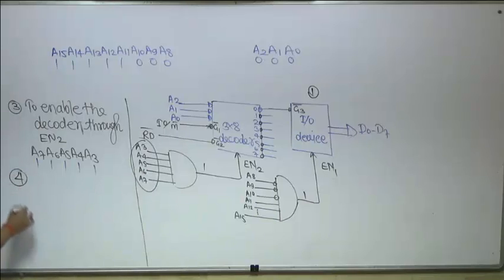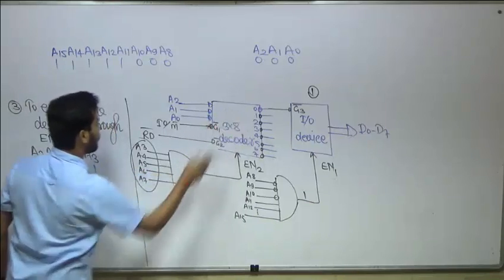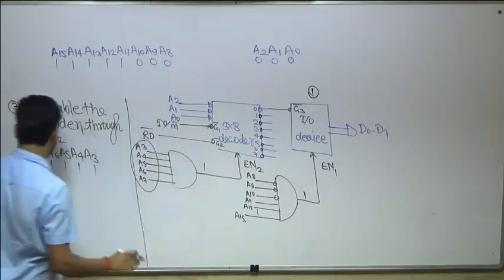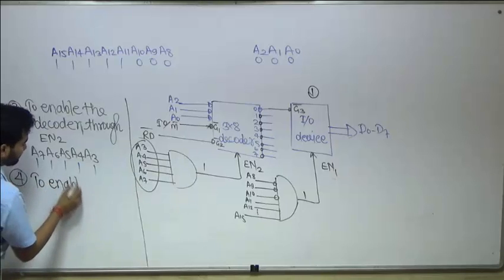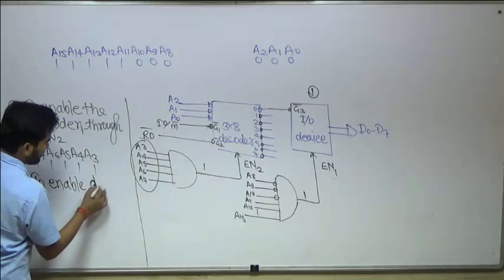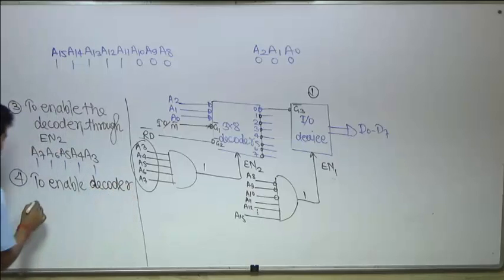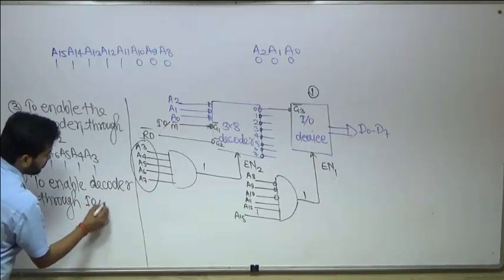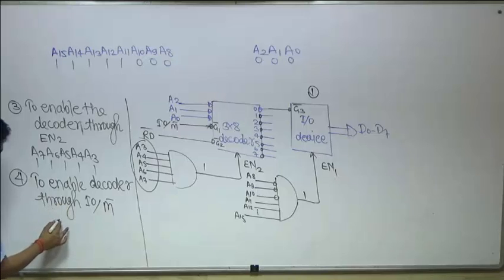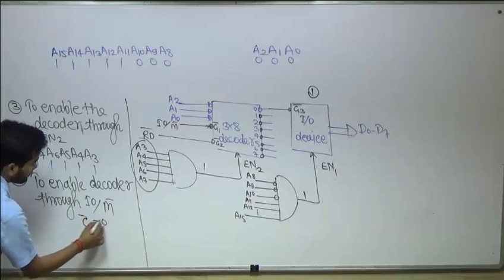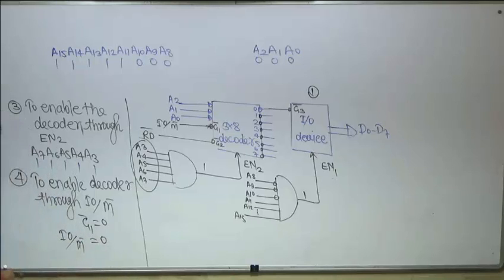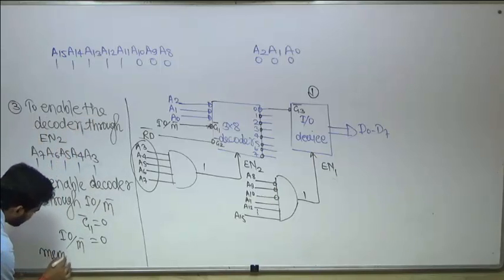Now, the fourth one is G1 bar. If we want the decoder to perform some operation, it must be enabled. So to enable the decoder through IO memory bar, G1 bar should be 0. If IO memory bar is 0, that means what? The input output is selected in what mode? Memory mapped.